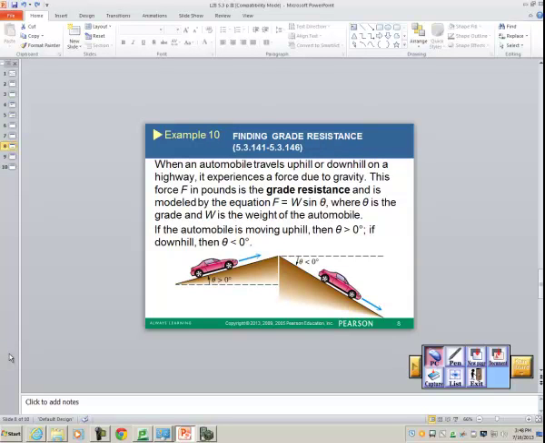Okay, here we have an automobile that travels uphill or down on a highway. It experiences a force due to gravity. This force, F, in pounds is gravity resistance and is modeled by F equals W sine theta, where theta is the grade or the angle, and W is the weight of the automobile. If the automobile is traveling uphill, the angle is positive. If the automobile is traveling downhill, the angle is negative.